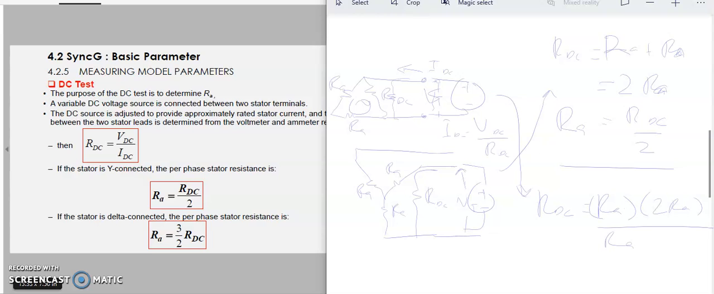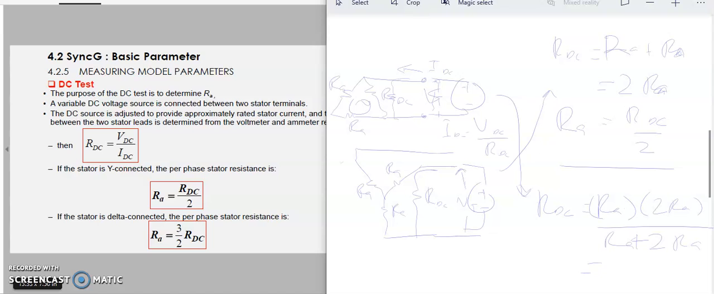So for the delta circuit, we do a paralleling of the resistance RA here. So RDC is equal to RA here in parallel with the RA here. So RA multiplied by 2RA, divided by RA plus another 2RA, which is the RA here plus the RA of this other part.